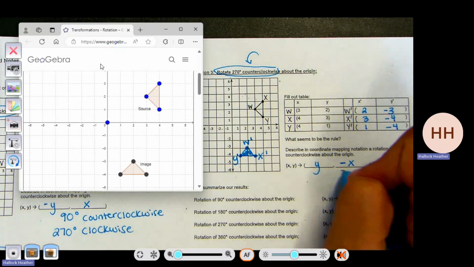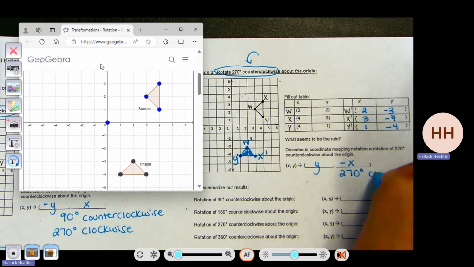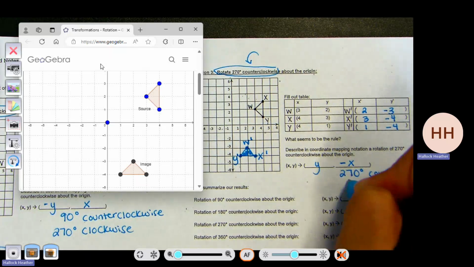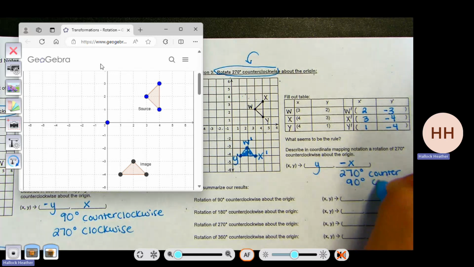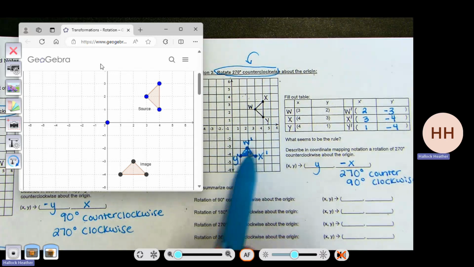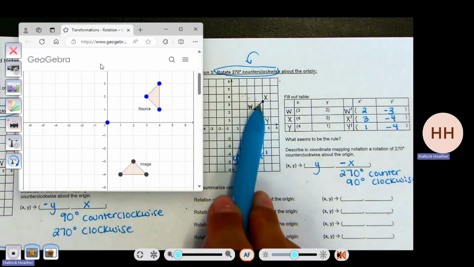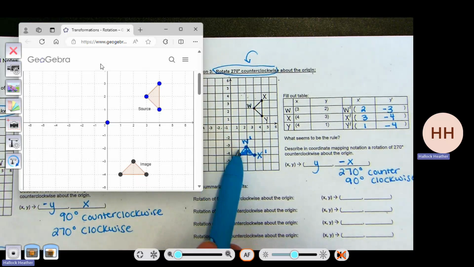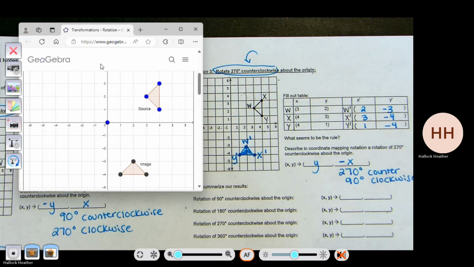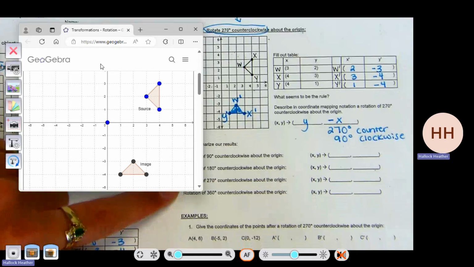So this is the same rule for 270 degrees counterclockwise. It's also the same rule for 90 degrees clockwise. Because if I go clockwise to the right, I only have to move once. If I have to go to the left, counterclockwise, I have to move 3. That's why it's 270.